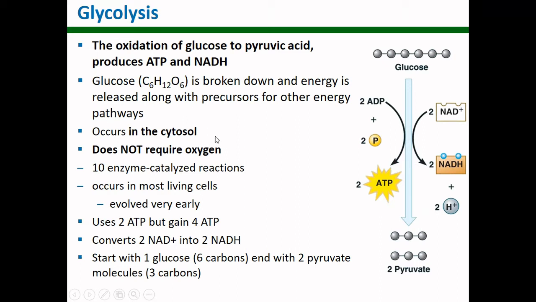All right, whether you are a prokaryote or a eukaryote, this process occurs in the cytosol and it does not require oxygen. Okay, so whether you go on to the rest of cellular respiration or you go on to fermentation, this process of glycolysis always happens. What it is in more detail are 10 enzyme catalyzed reactions, each reaction with a different enzyme, different substrates and products. Most cells will do glycolysis, so we think it evolved very early. Okay, it uses 2 ATP, but you gain 4 for a total overall net gain of 2 ATP.